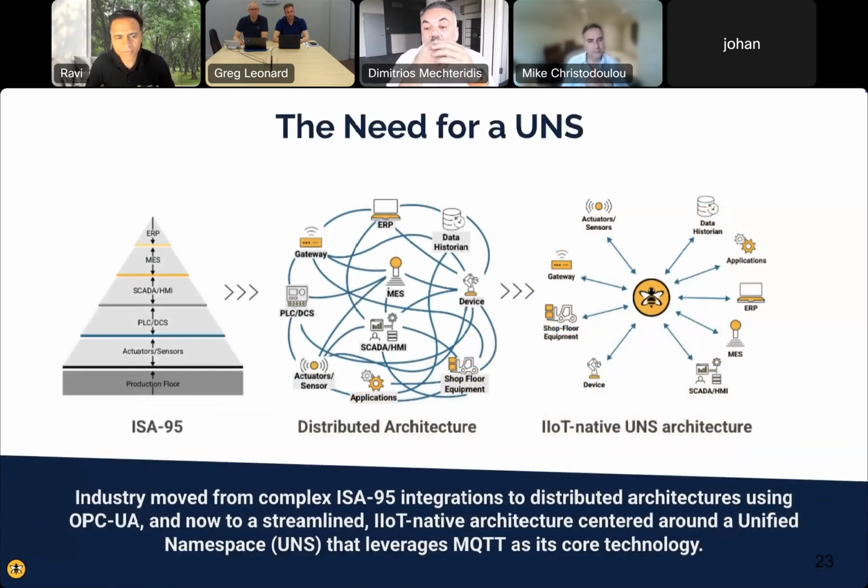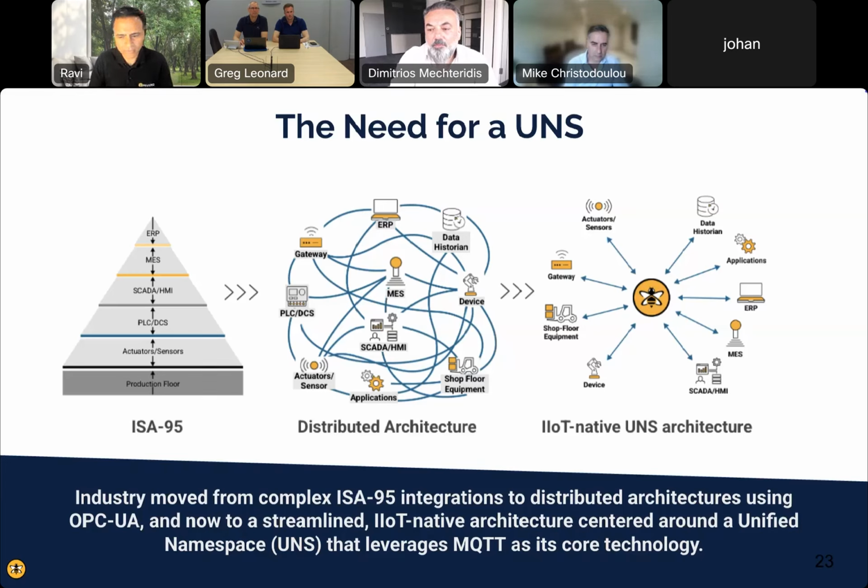And then when it comes to the unified namespace itself, the need for a unified namespace is because traditional factory systems, for example, follow an ISA 95 model where you have data flowing from shop floor to top floor, but each layer is isolated from each other. And then the typical distributed architecture model is where each of these systems are connected to each other in a client server architecture model, and it's not efficient. It's not scalable, if you will, right? Very quickly you get the spaghetti architecture.